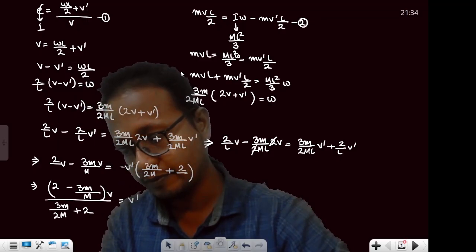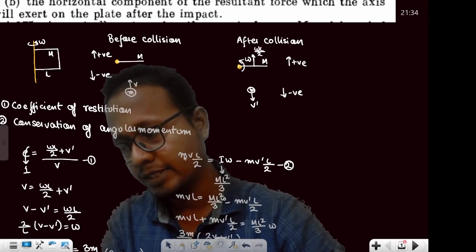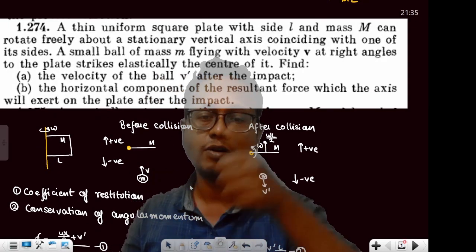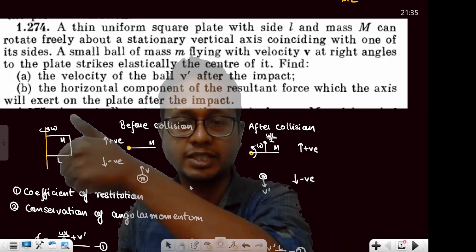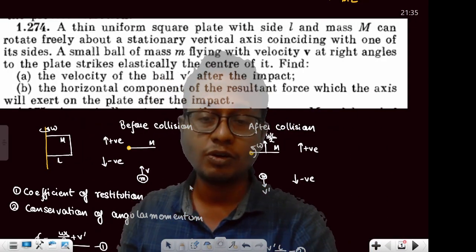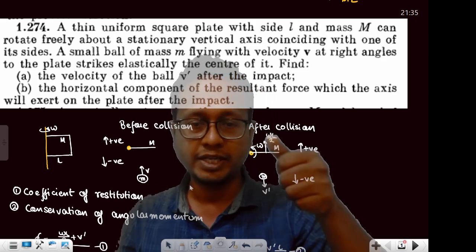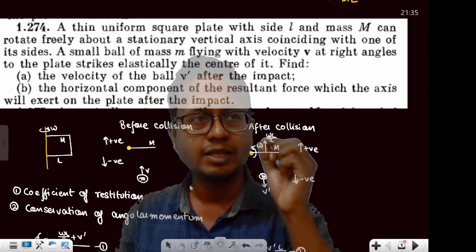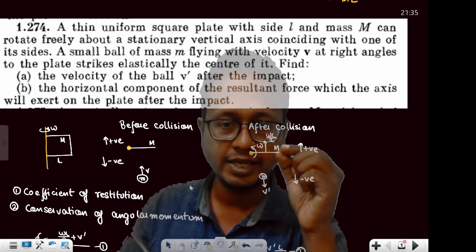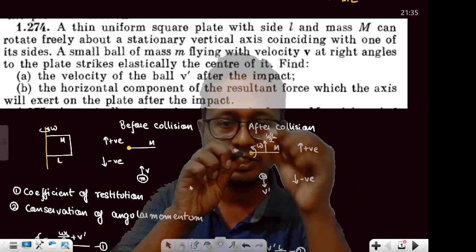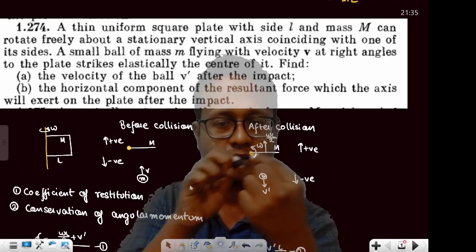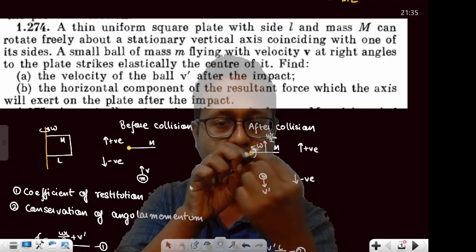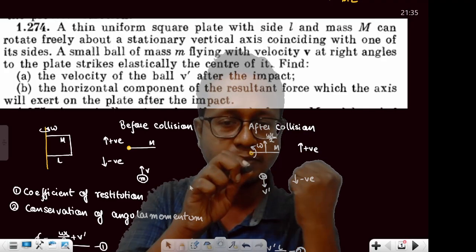The second part of the question is asking, find out the horizontal component of resultant force which the axis will exert on the plate after the impact. So what is the horizontal component of force? See, this plate will rotate with angular velocity omega, no? So in the previous question we have done, there is a centripetal force exerted by the center. Because this body is moving in circular motion, or the center of mass of this body is moving in circular motion, there is something necessary to keep this body in circular path, no?